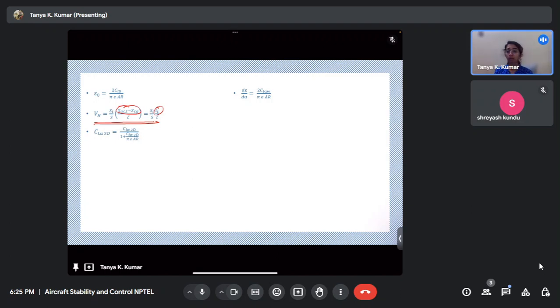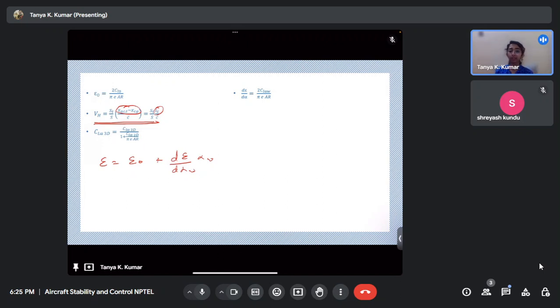Then we looked into downwash. So what is downwash? It is epsilon naught plus d epsilon by d alpha into alpha. This is alpha wing, okay? Let's be clear about that. So in this, the epsilon naught and d epsilon by d alpha are given by these two equations. Another thing that we've seen is the difference between the CL alpha of a 2D airfoil and a 3D wing. Okay, so the difference is that an airfoil is a wing of infinite span, right?